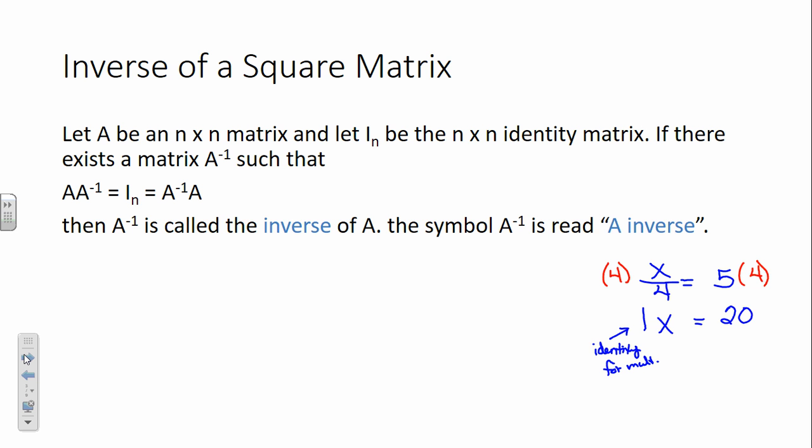Okay, let's talk about identity for addition. Let's say that we have 3 plus x equals 7. We're trying to solve that basic equation. What would you do to do the opposite, the inverse of addition? Subtraction. So we would subtract 3 from both sides, because subtraction is the opposite operation, the inverse operation of addition.